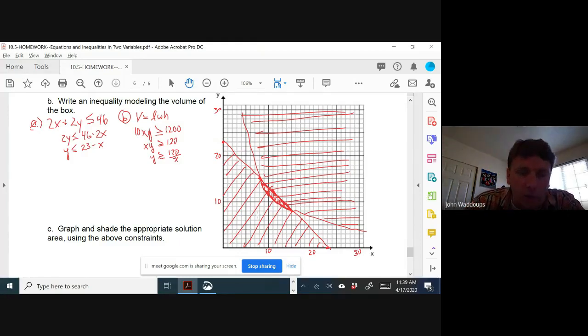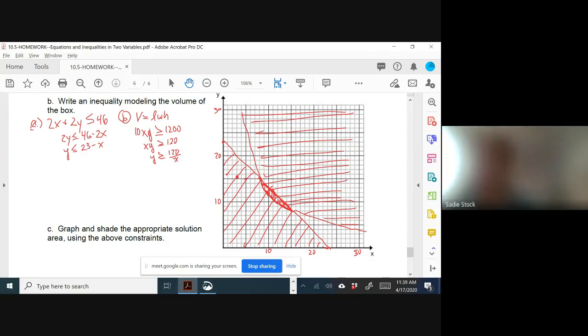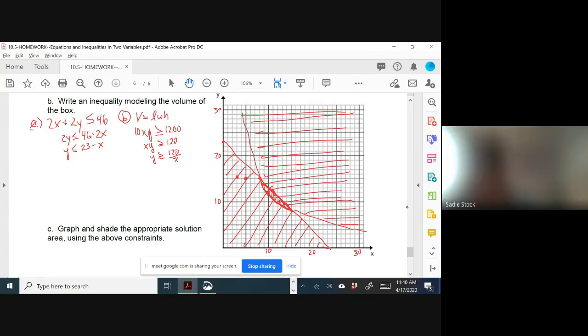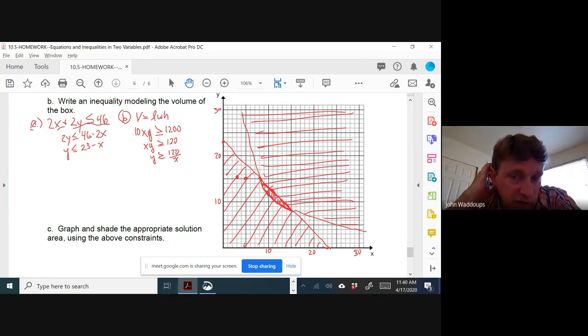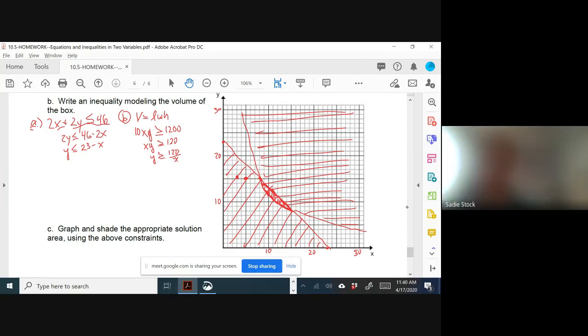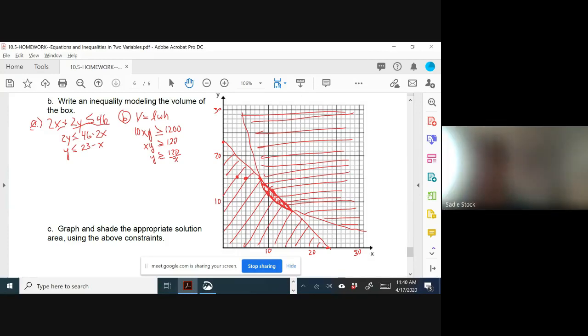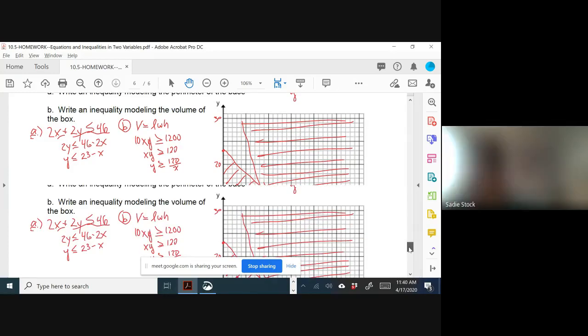If there's ever any doubt, one thing you can do is choose a test point. Let's say I choose this point right here, 10, 15, and put the values into the inequality to see if it works. If it works, then you're shading on the right side. If it doesn't work, then you shade the other side. Does that make sense? Yeah. Thank you. You're welcome. So we're going to number 2.